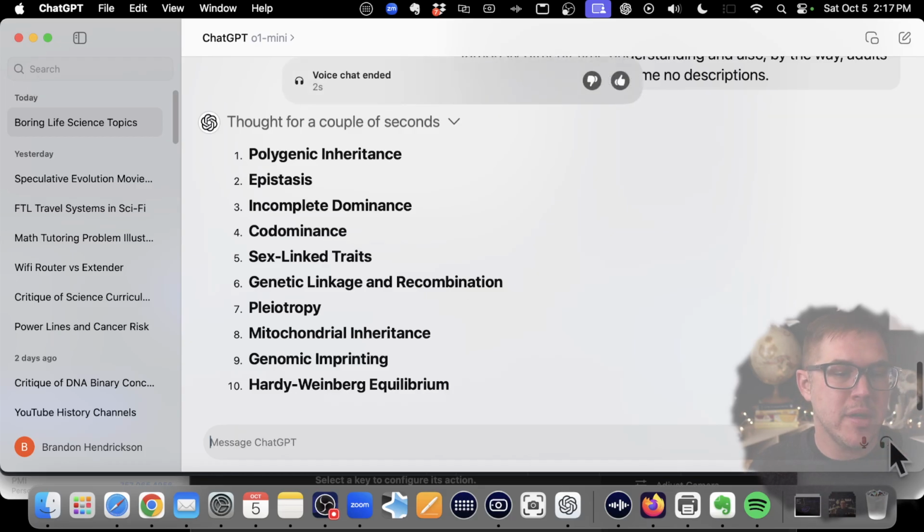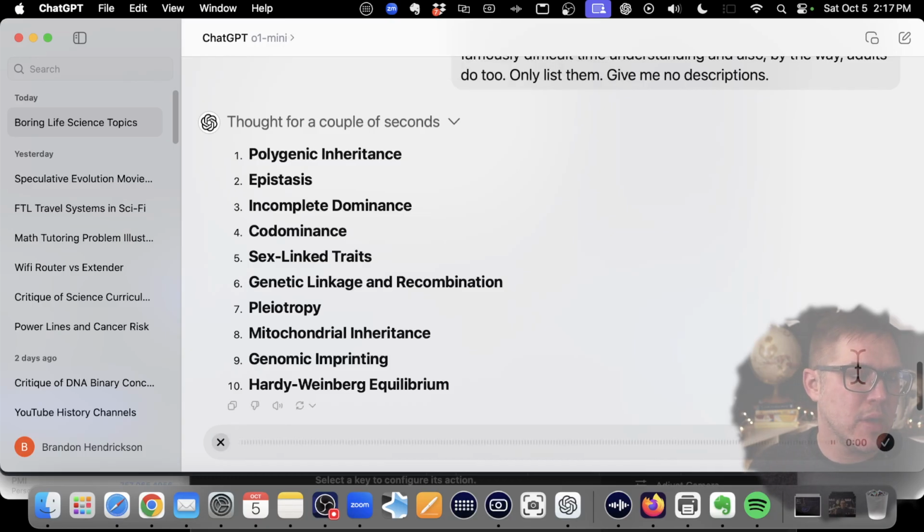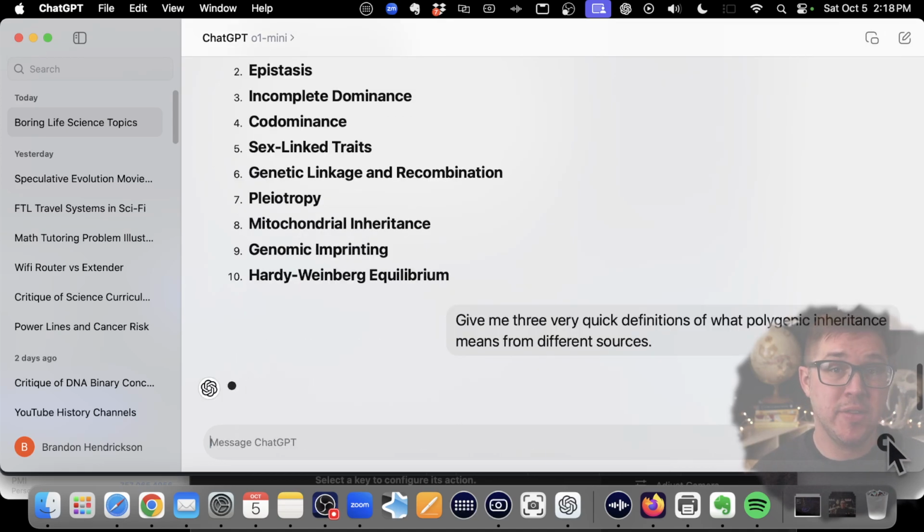I hit the wrong button. This button right here, you talk, it hears you, and then it talks back. I actually want to see this written out. Give me 3 very quick definitions of what polygenic inheritance means from different sources. And then I have to hit this again.